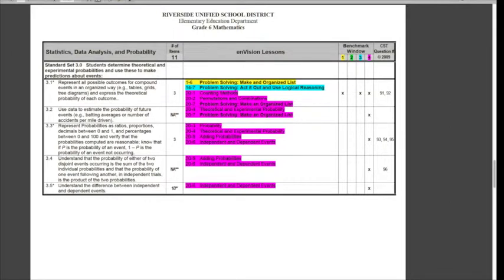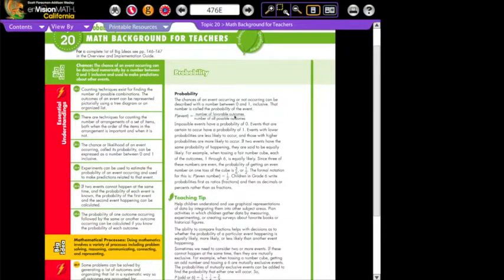Pay attention to 3.4 and 3.5. This first word, understand the probability of disjoint events, understand independent and dependent. So when we go through and talk about a couple of those points, keep in mind that you need kids to not just compute, but understand and have that balance. Some key points to pay attention to here.